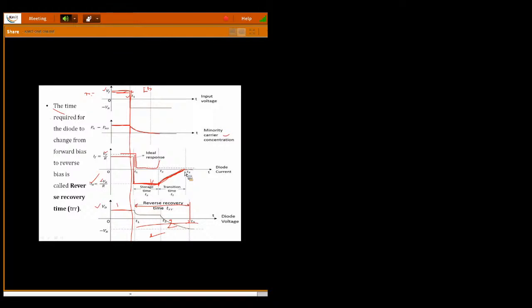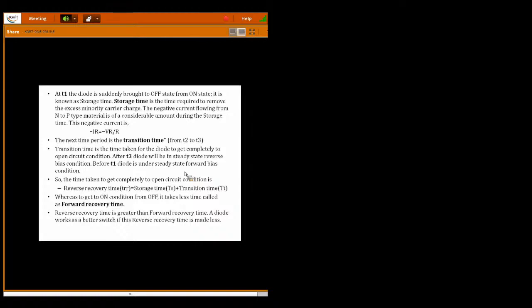That's why in practical applications, we will never use a PN junction diode as a switch. We will use a BJT or MOSFET as a switch. This same thing I explained here. What is going to happen at the time T1? What is going to happen at the times T2, T3? That is what I explained. I hope I made it very clear to you.